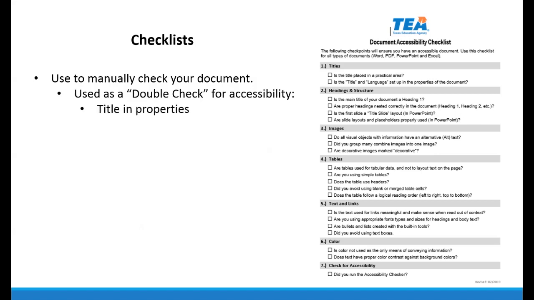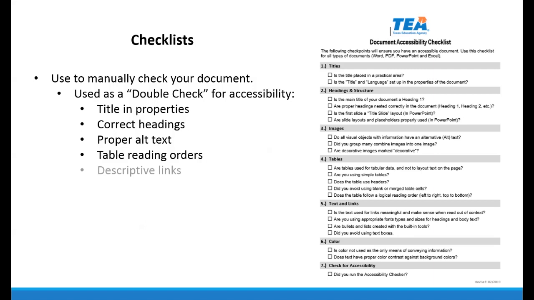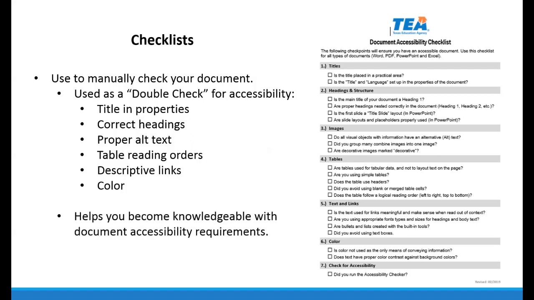Check if the title is in the properties, correct headings are used, proper alt text on your graphics, tables are reading in the correct order, you're using descriptive links, and you're using color in an accessible way. The other great thing about the checklist is it will help you become knowledgeable with all the document accessibility requirements. The more times you use it, you become familiar and know what exactly is required on your documents.